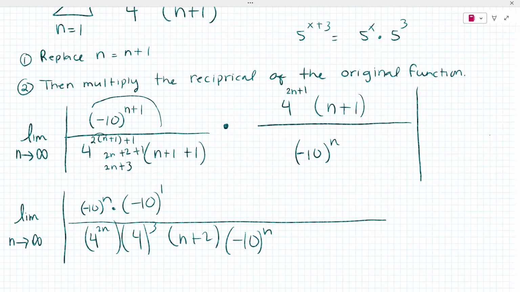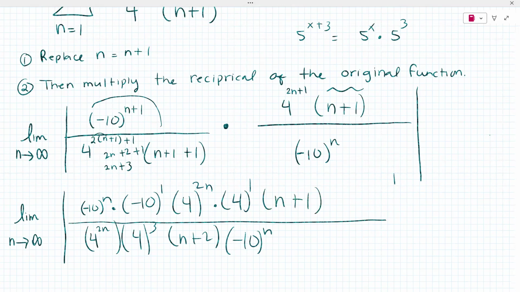Over here, 4 raised to the 2n plus 1 is equivalent to saying 4 raised to the 2n times 4 raised to the 1. And then you have this n plus 1.